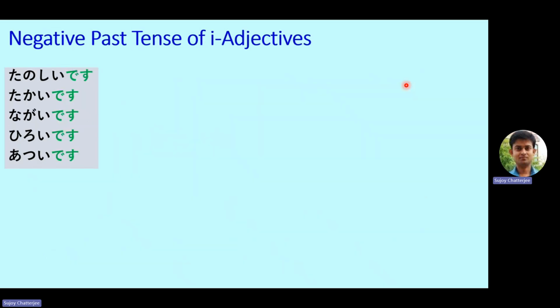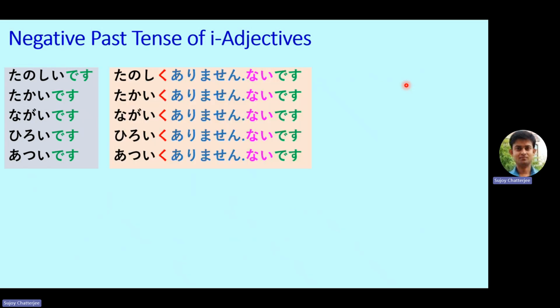So now let's look at the negative past tense of i-adjectives. We just looked at the positive, or affirmative, past tense of i-adjectives. Now we will see how to derive the negative forms. Tanoshii desu becomes Tanoshii. You might remember the present negative form which we discussed in lesson 104, I guess. Tanoshiku arimasen, or Takaku arimasen.